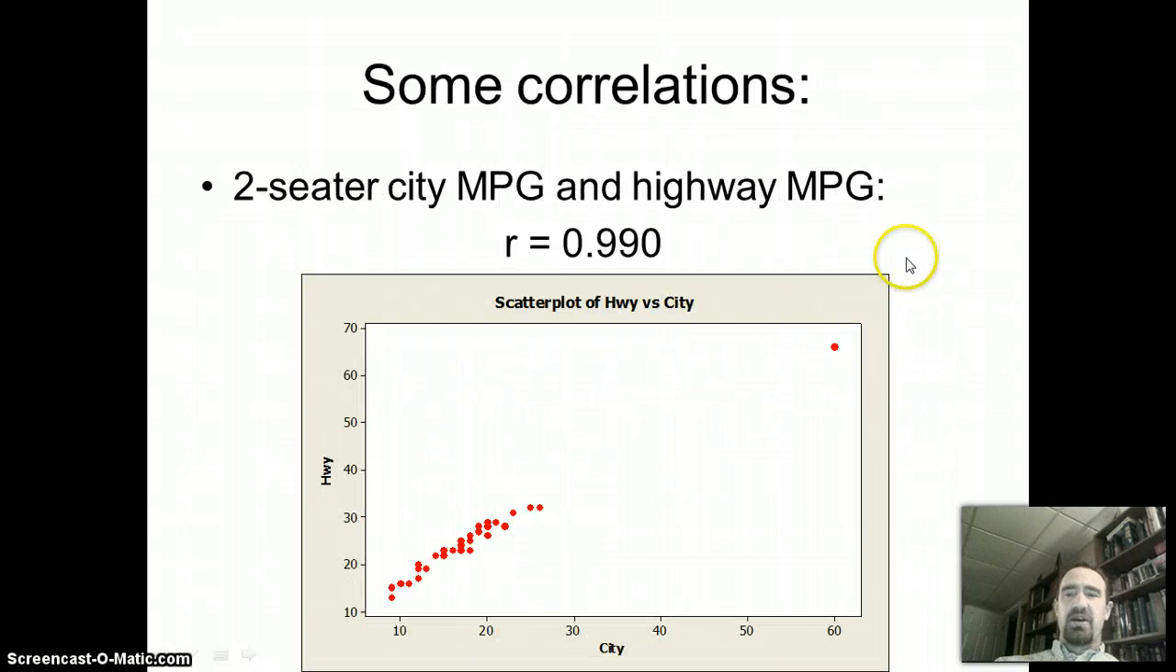Here's one that's a very, very clear, strong relationship. You look at this graph, and it looks like a line to us. This is city miles per gallon cars got and highway miles per gallon. Very clear linear relationship here, and the correlation turns out to be very, very close to 1, which is a perfect line. So we've got just a little bit of scatter, and we see a 0.99 correlation.